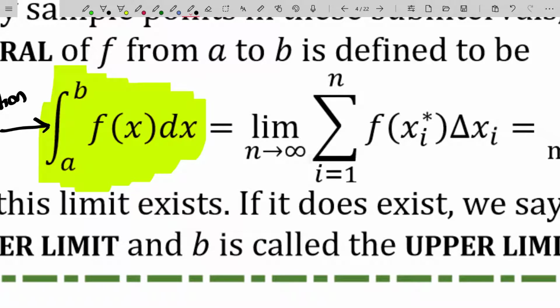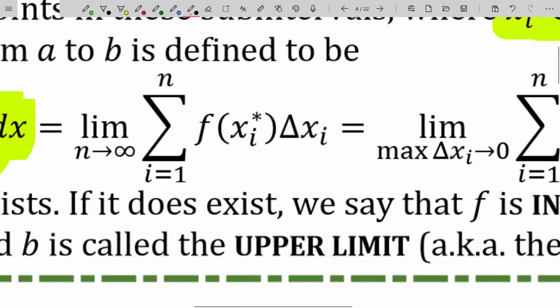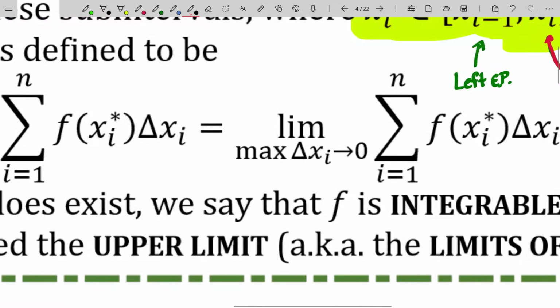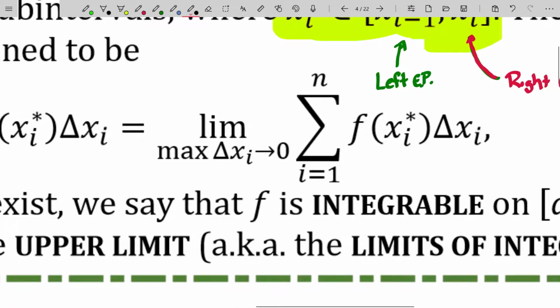Now, I hope you would agree that the more slices we have, the thinner each of those individual slices gets, which means that the more slices we have, the smaller the thickness of each slice, delta x, is going to be. And that's exactly what this other version is. Instead of saying the number of slices is going to infinity, we could say that the thickness of each slice is going to 0.